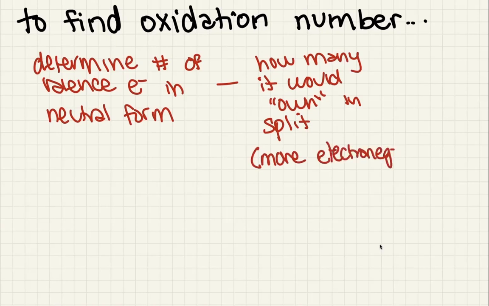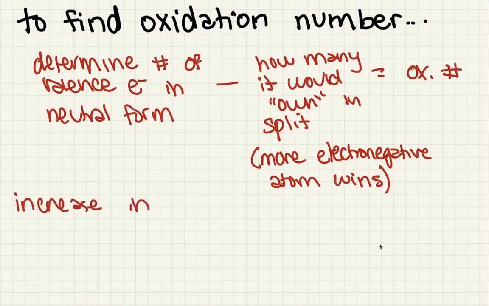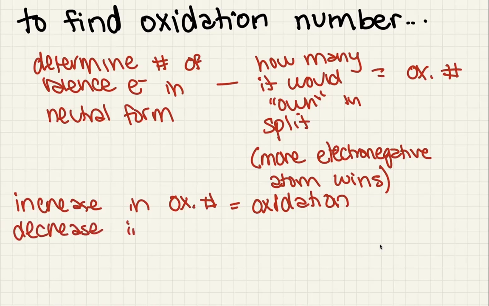And this is going to give you your oxidation number. And then remember that an increase in ox number equals oxidation. A decrease in ox number equals reduction. And this is in terms of an individual atom within a molecule. Also remember that deprotonation and protonation are not redox.